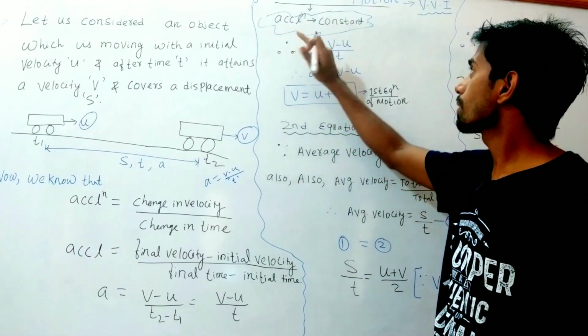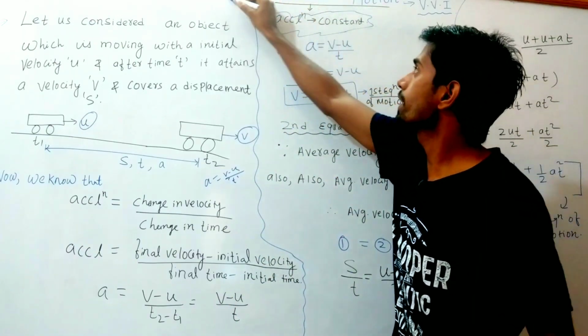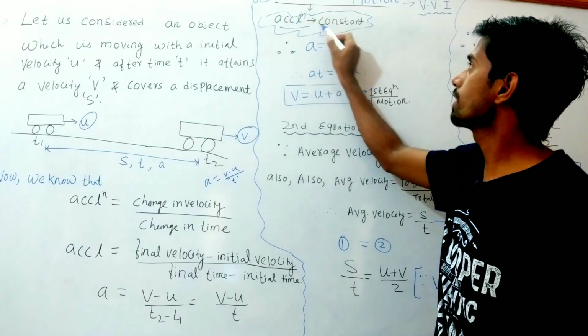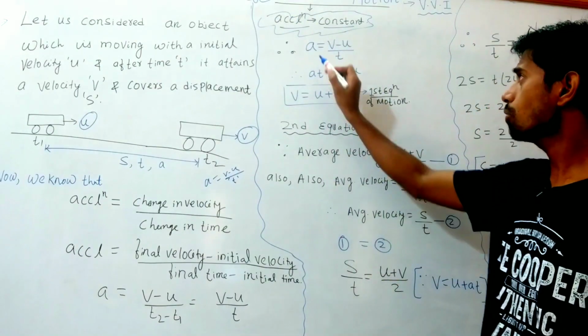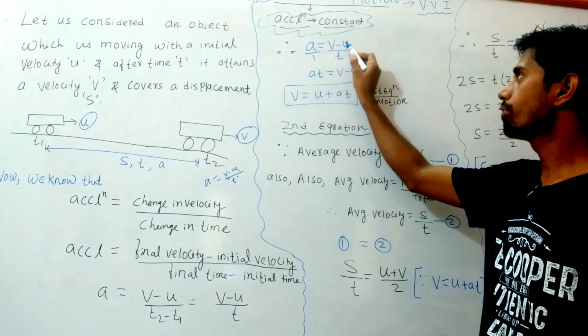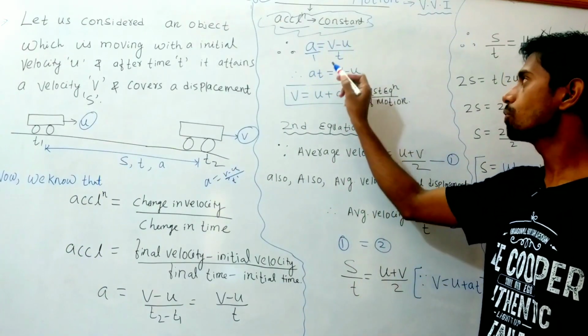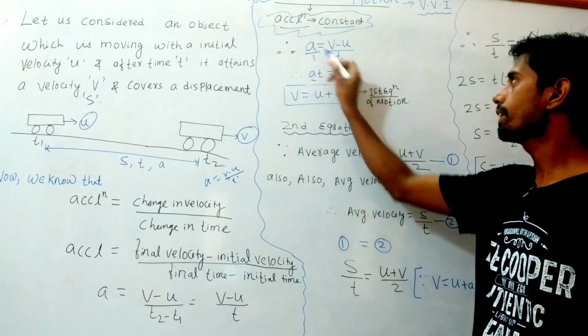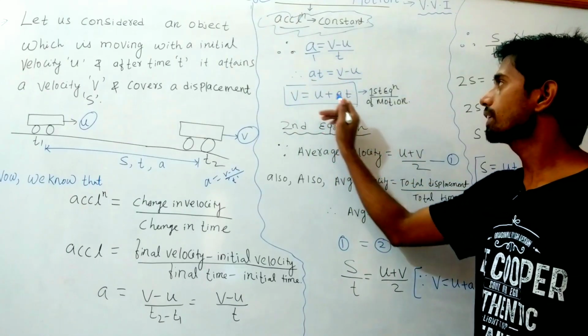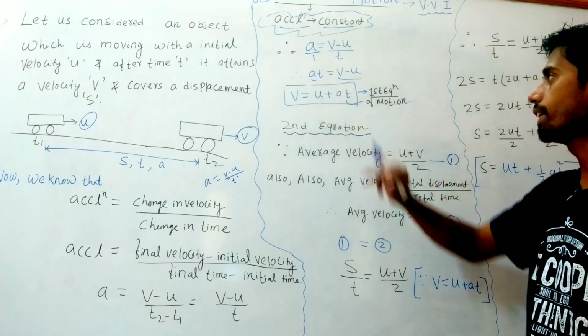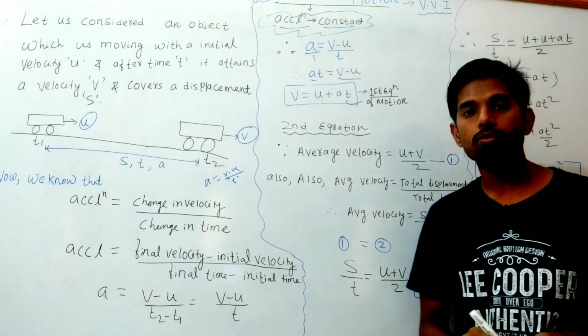Here you can see this is uniformly accelerated motion. That's why acceleration is constant. Now since a is equal to v minus u upon t, if we do cross multiplication we will get at is equal to v minus u. Then v is equal to u plus at. This is the first equation of motion.